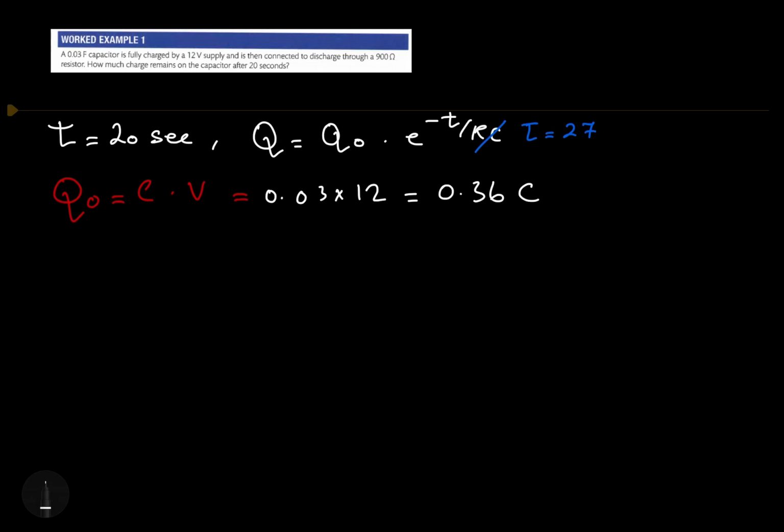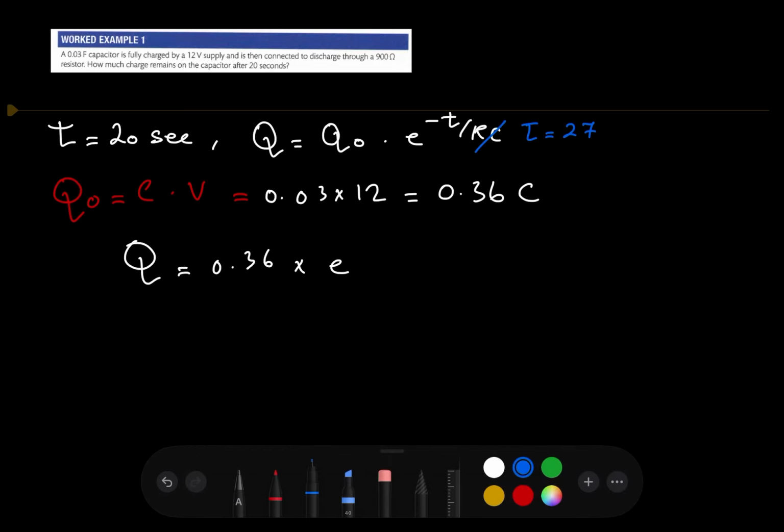So we can find the charge left after 20 seconds simply by multiplying 0.36 by e to the power of negative 20 over 27. Make sure you put e correctly in your calculator, raised to the power of negative 20 over 27. So the amount of charge left on the capacitor after 20 seconds pass is 0.17 coulombs.